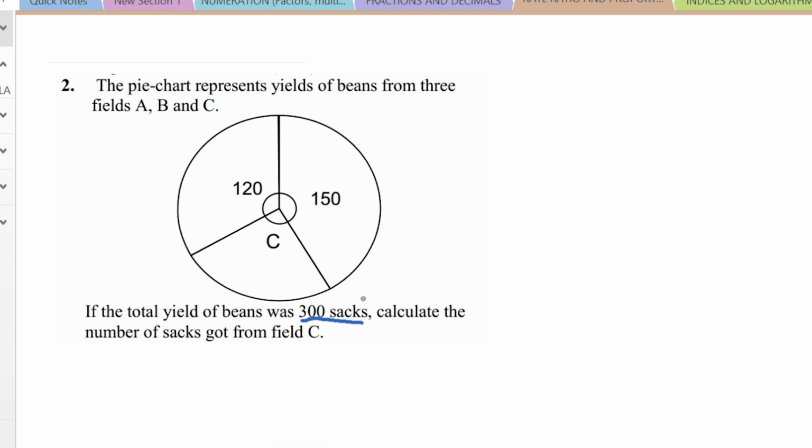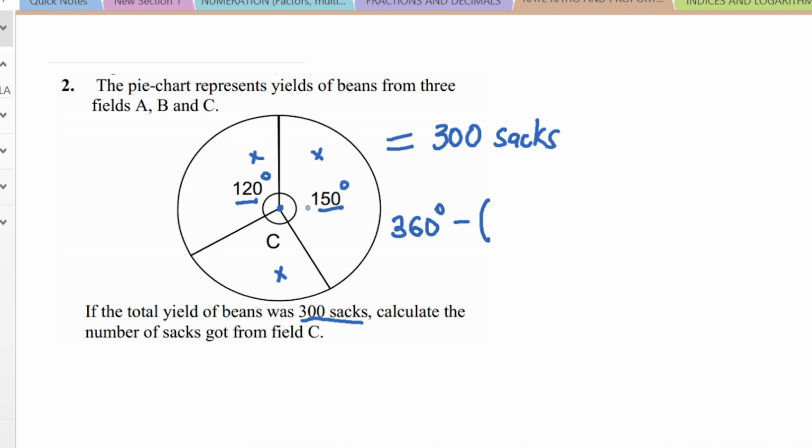So if the total yield of beans was 300 sacks, it means that if we add this to that, it's going to give us 300 sacks of beans. These are angles. This is 120 degrees. This is 150 degrees, just that the degree sign was not put. So this is angle C. So to get angle C, we shall say it is 360 degrees minus the other two angles combined, 120 plus 150.